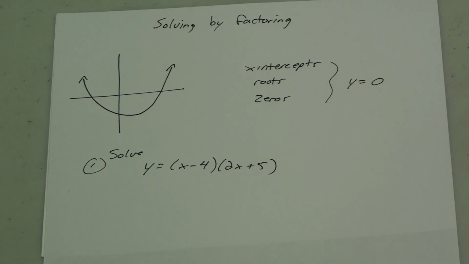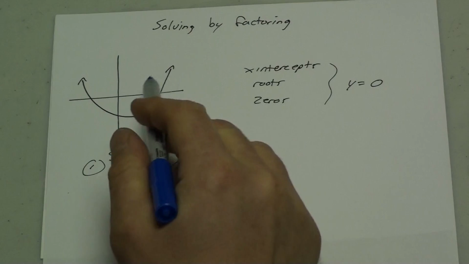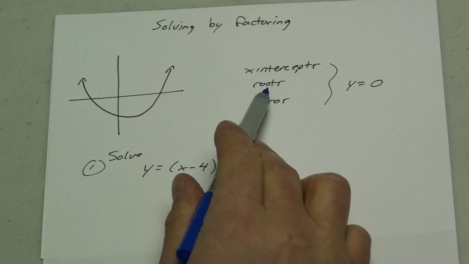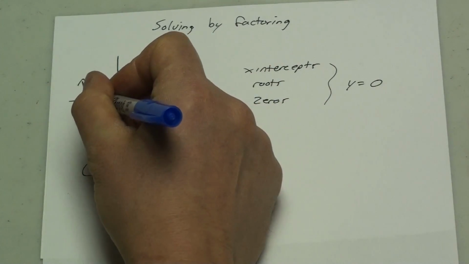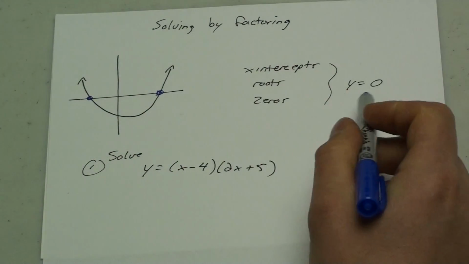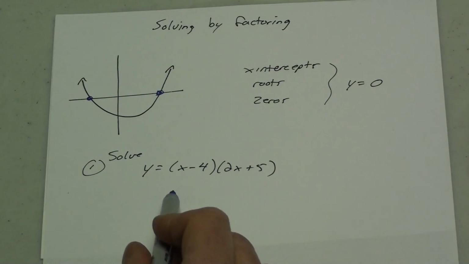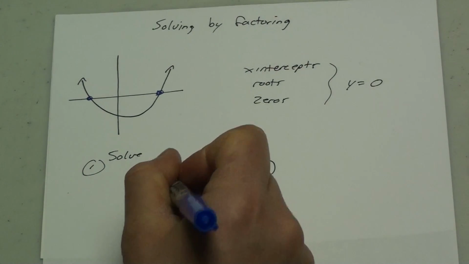Okay, this is a short lesson on how to solve by factoring. Solving a quadratic means to find the x-intercepts, also known as the roots, also known as the zeros. So that's what I'm finding, those x-intercepts. At those x-intercepts the y value is 0. So if I take a quadratic, I want to make my y value equal 0.